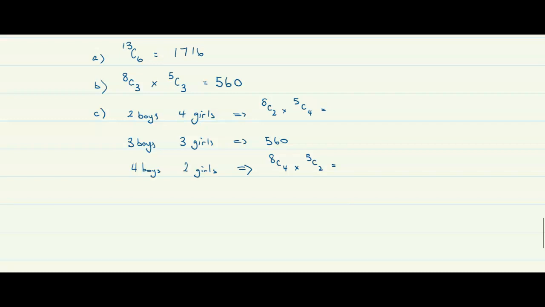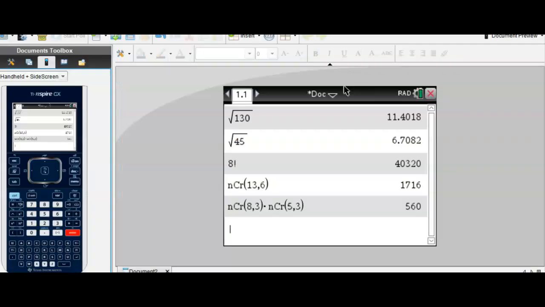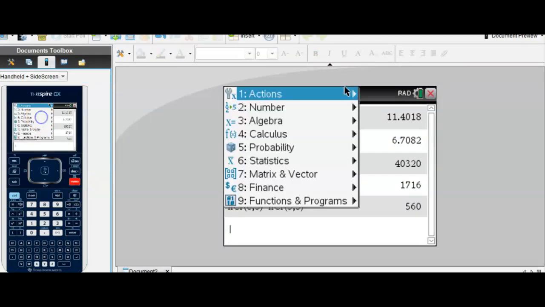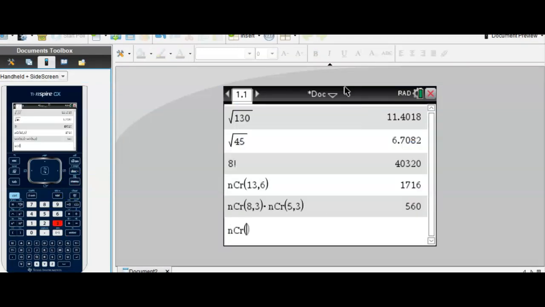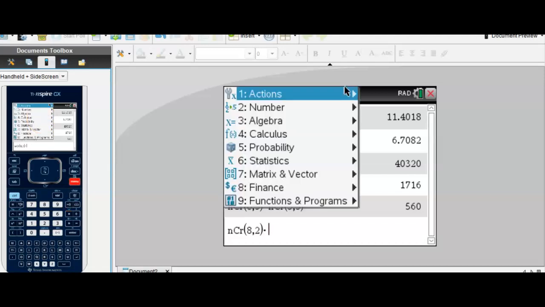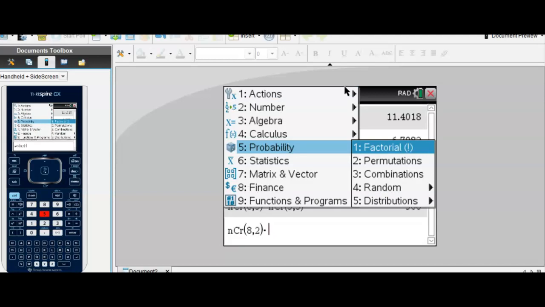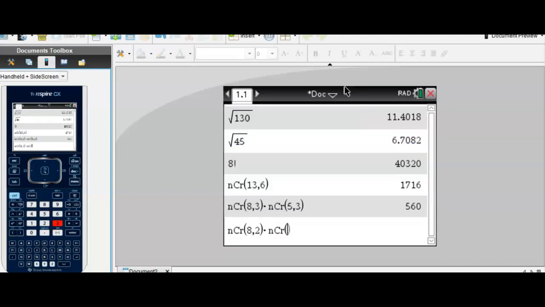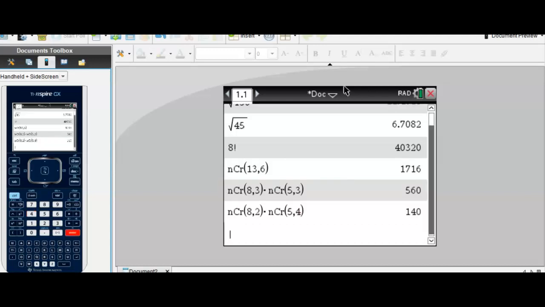So to the calculator we go. So it's 8C2 by 5C4. So again, it's menu 5, 3. So it's 8, 2, times menu, what was it? 5, 4. So menu 5, 3. And then it's in here, it's 5, 4. It's choosing 4 girls from a group of 5. So that gets me 140.